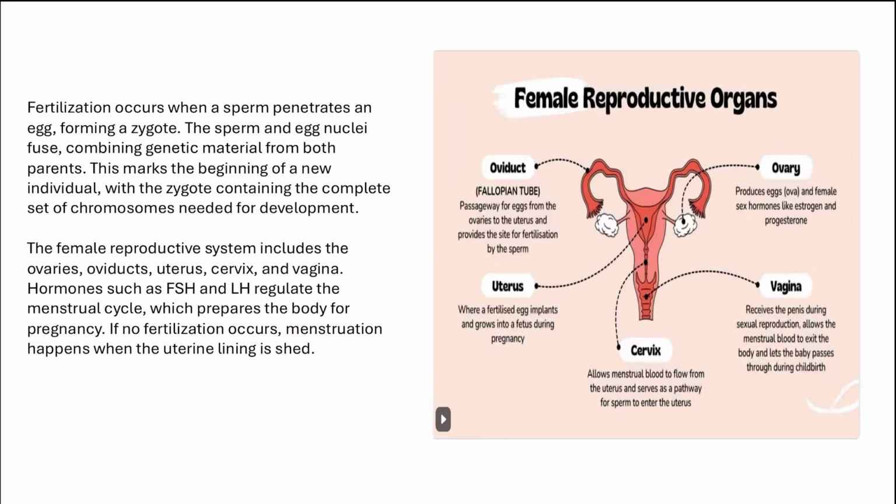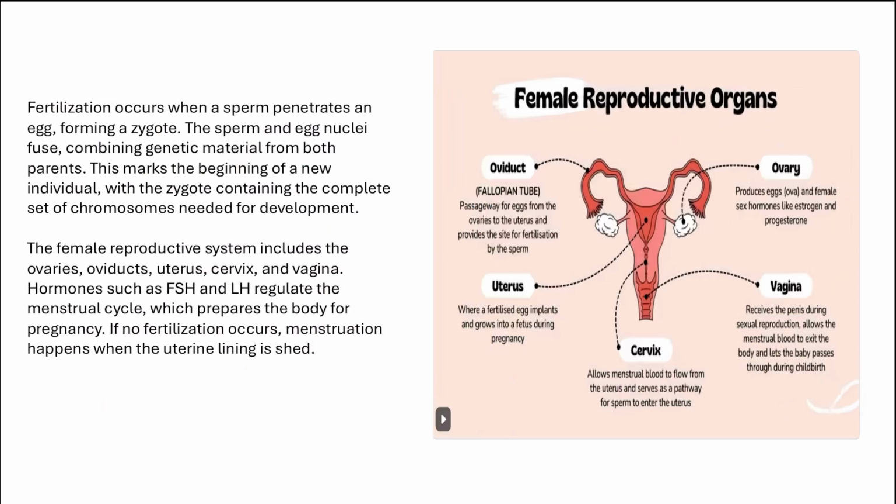So fertilization occurs when a sperm basically penetrates the egg, and when that happens, it forms a zygote. The sperm then combines genetic material from both of the parents, and this marks a new individual with the zygote, which contains a complete set of chromosomes. So in humans, you usually have 46 chromosomes, and from each parent, you receive 23, which is a total of 46.